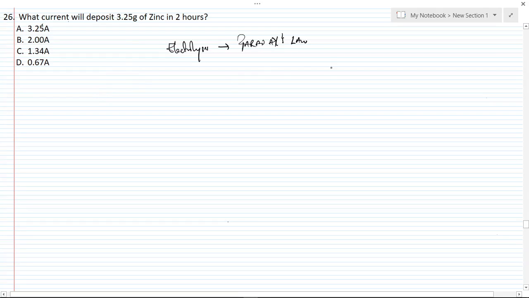So generally we have an extensive formula given as M equals MIC divided by VF. M is mass, that's mass of compound or elements deposited. In this case now it's 3.25. V refers to valency. Since it's zinc, we usually see zinc as Zn2+, so it means valency is 2.